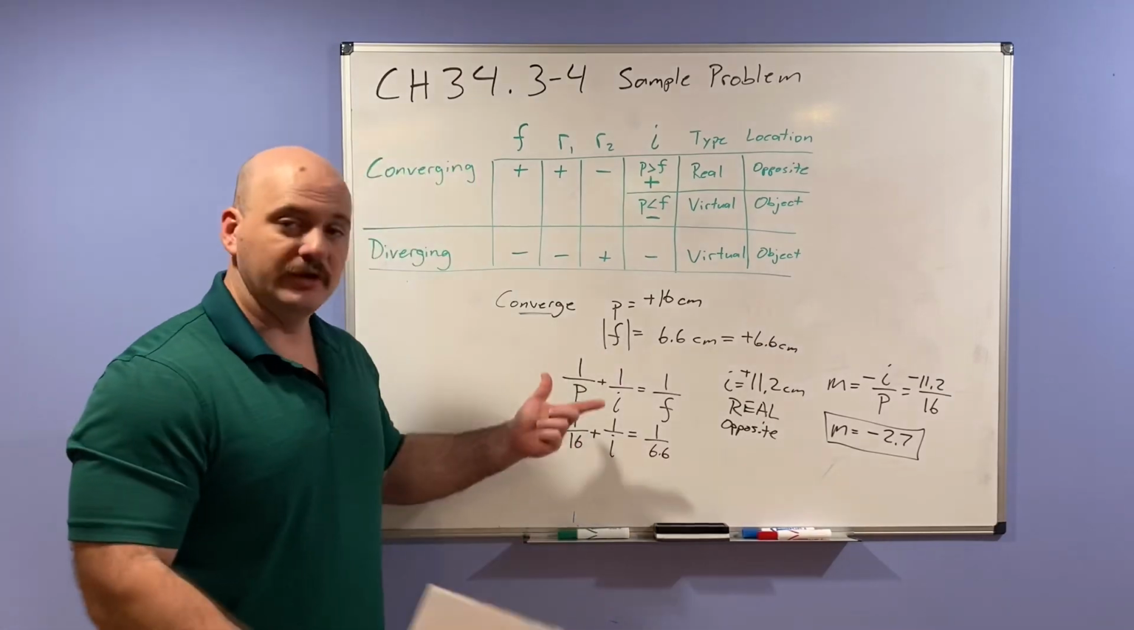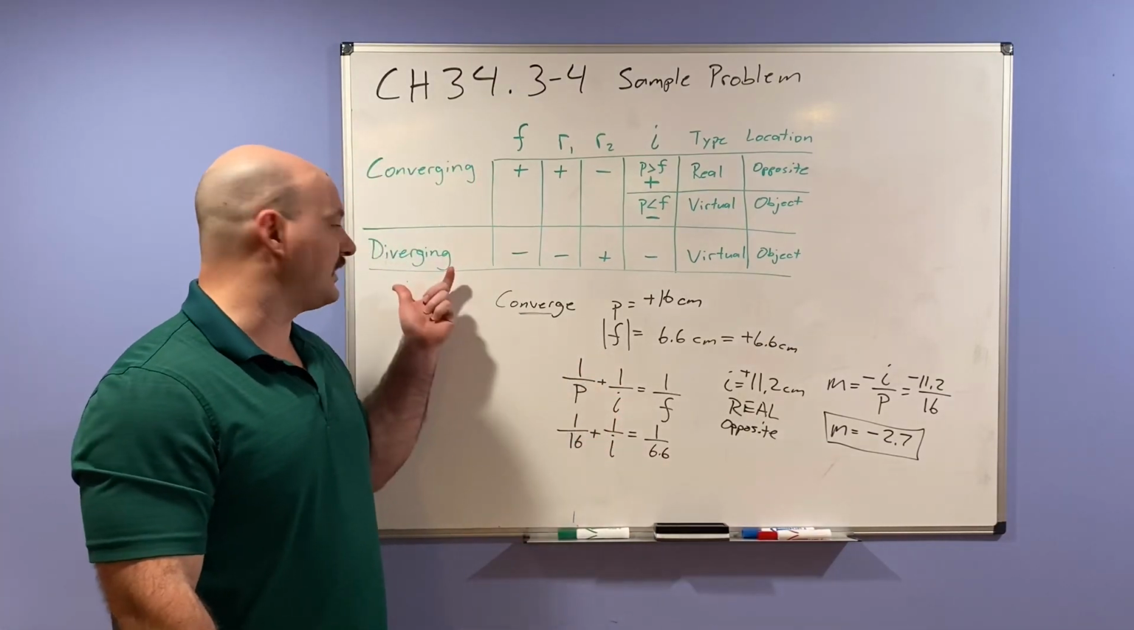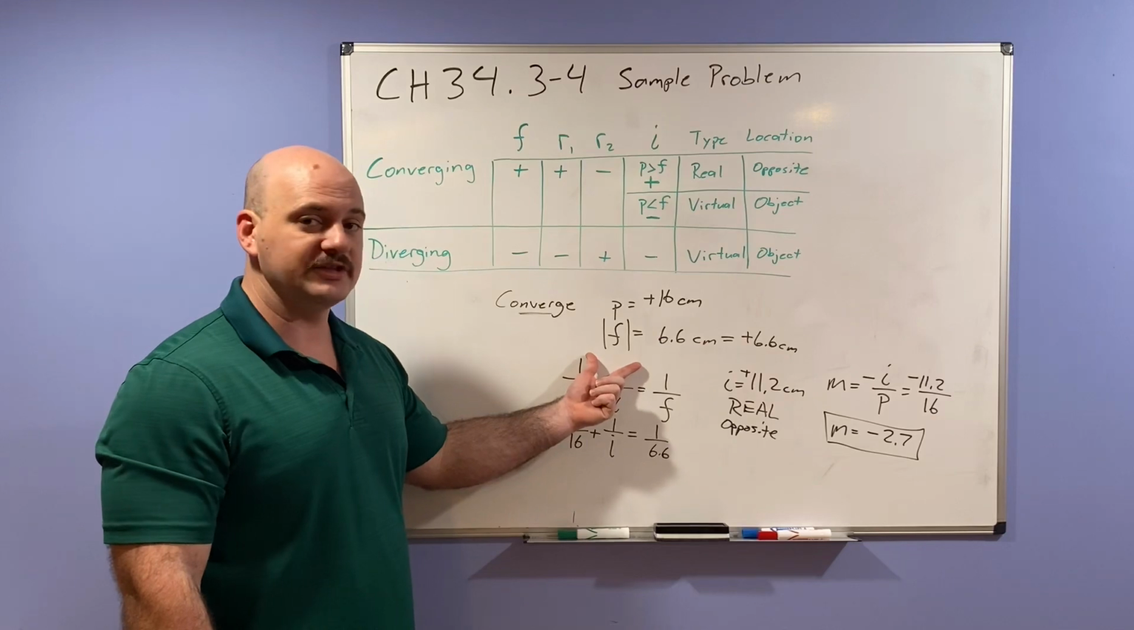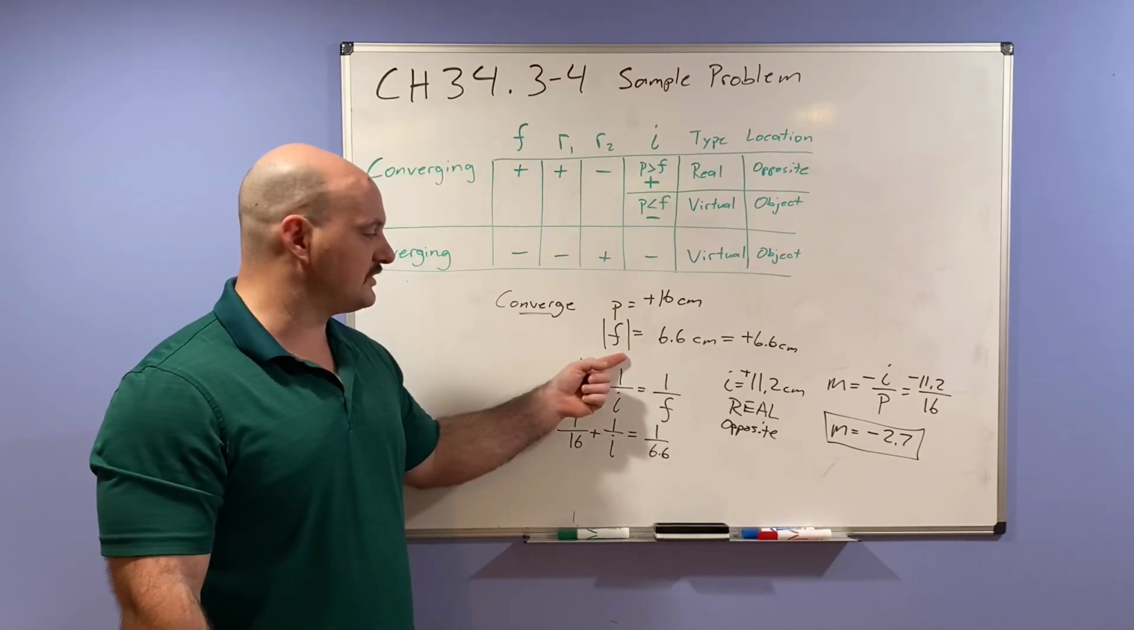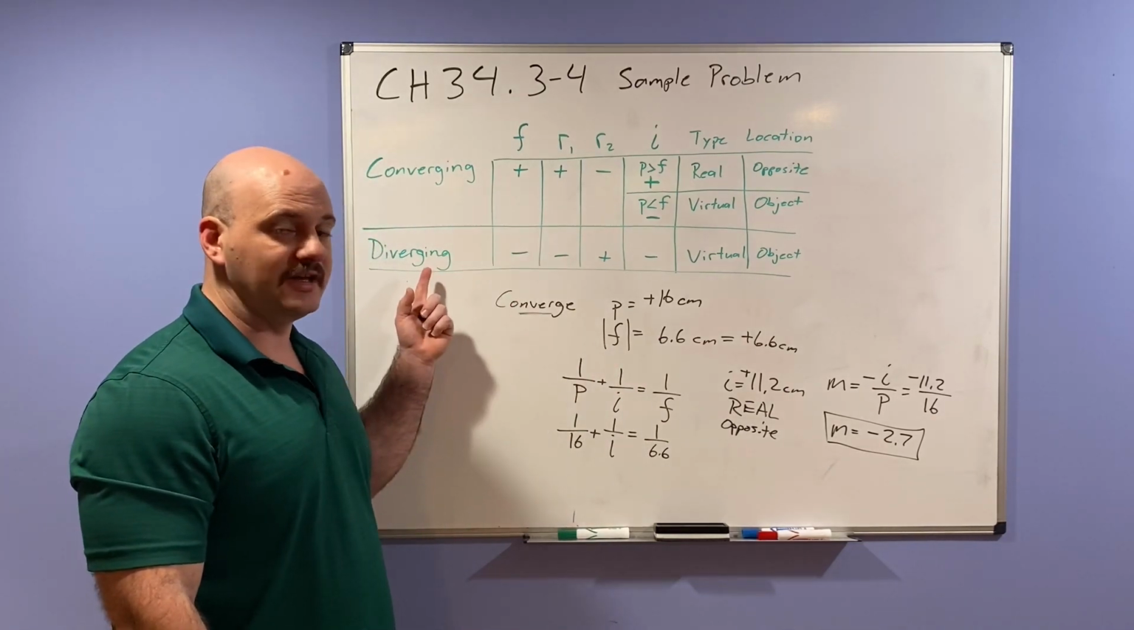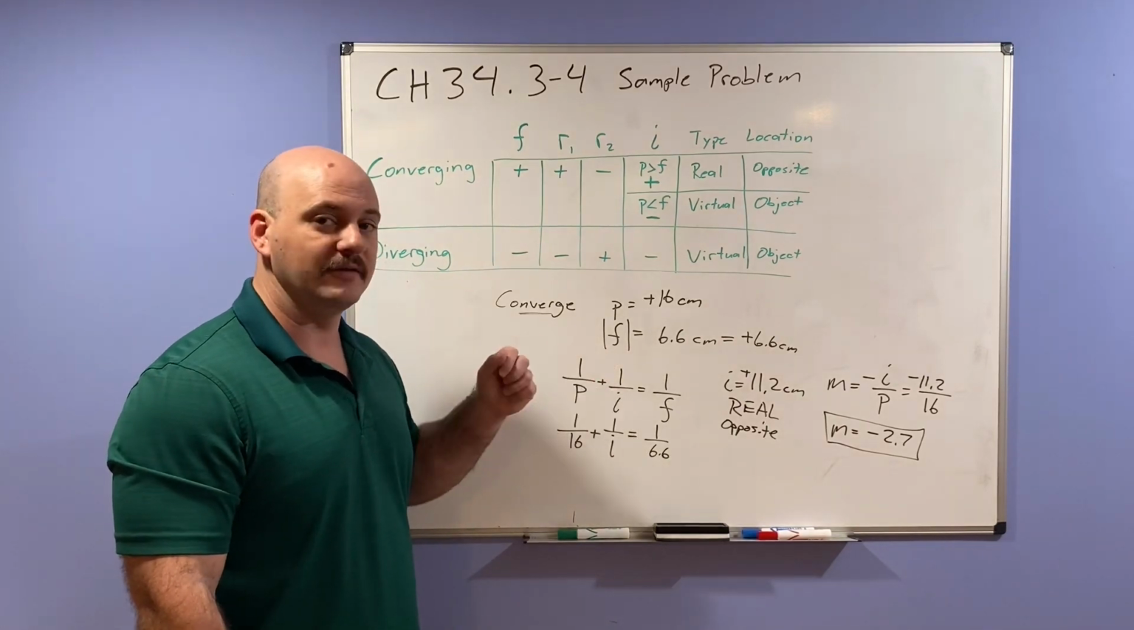Okay, so remember, when you go through these problems, they're not necessarily always going to give you the sign. So converging lens, you've got a positive focal length, but for a diverging lens, you've got to make sure you make that a negative focal length, okay?